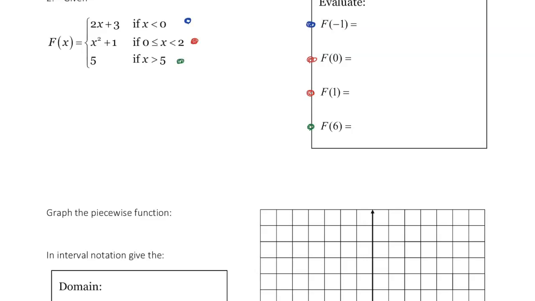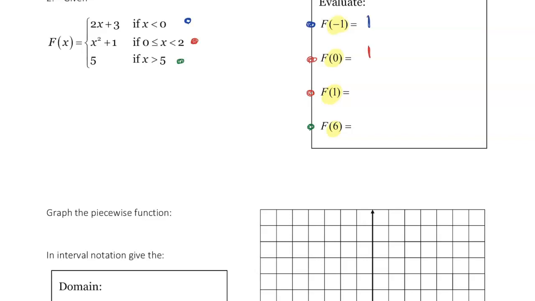Go back to my blue. If x is less than 0, I'm going to use that when I'm evaluating the function at -1. Because remember, these are your x values. So I plug in -1 to the first piece of the function, and I get 2 times -1 is -2. And -2 plus 3 is +1. So here's 1. Now let's change to red and plug in 0. And which piece am I using? I'm using the second piece, the red piece. So 0 squared is 0 plus 1 is 1.